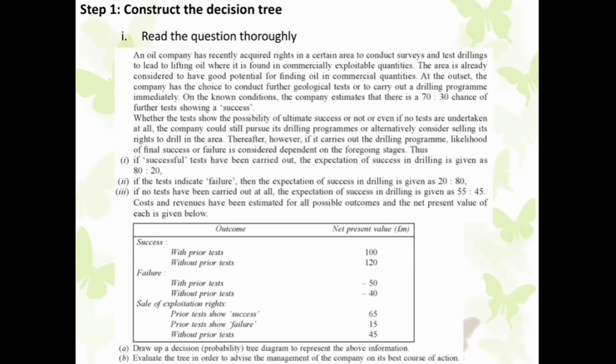Fine. So by reading through the question, you will find out that at this critical point the company has 3 options before it. You can read that at the outset, the company has the choice to conduct further geological tests. So that is one option, carrying out testing, or to carry out a drilling program immediately. So that is another option. We have 2 options. So are there only 2 options? No, there is another option, as we will see in the below paragraph.